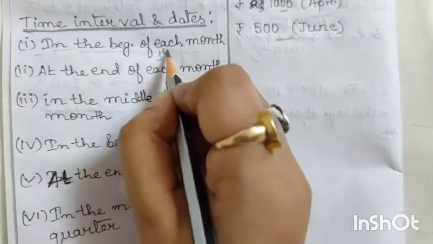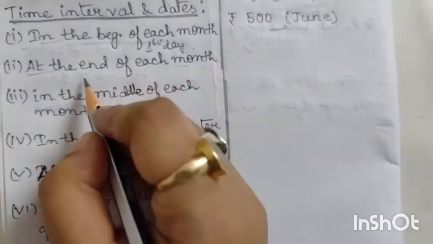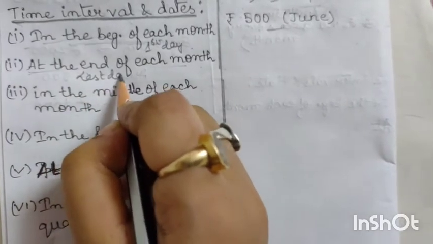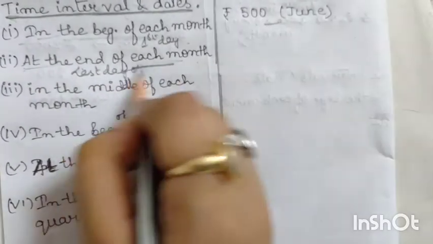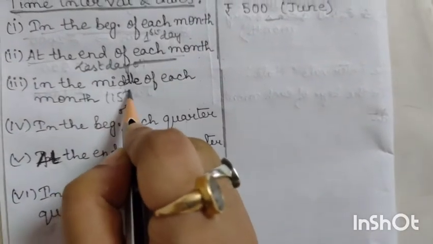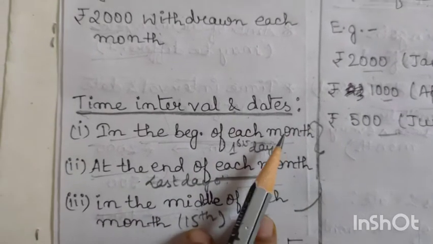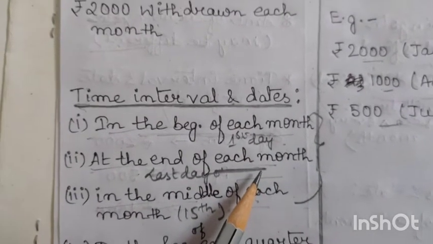The first case is in the beginning of each month. Beginning means the first day of each month. At the end of each month means the last day of each month, okay? And in the middle of each month means the date 15th, okay? In these 3 cases we have discussed monthly withdrawal, right?